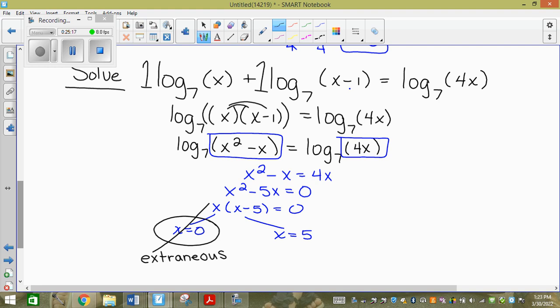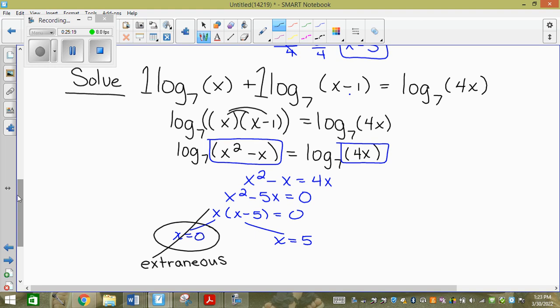So let's check the 5. Log base 7 of 5. Can I have a 5 beside it? Yep. What about 5 minus 1? That's a 4. Is that okay? Yep. What about 4 times 5? That's a 20. Is that okay? Yep.